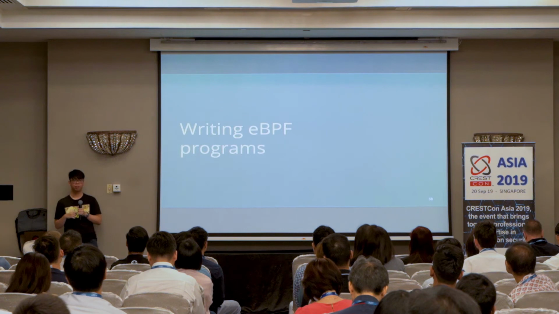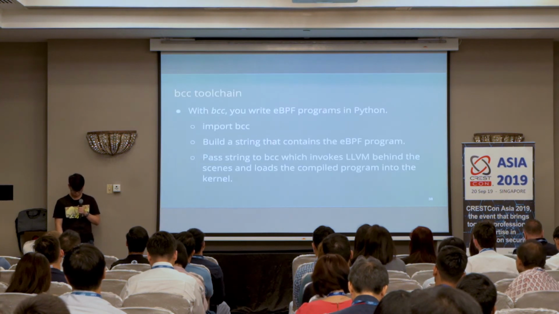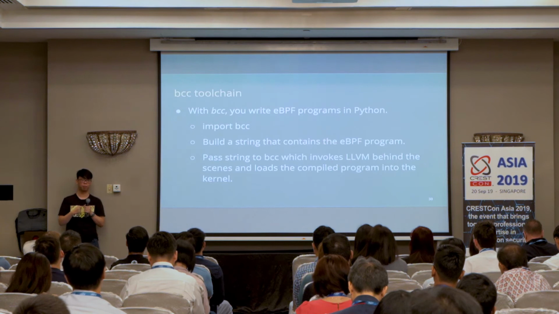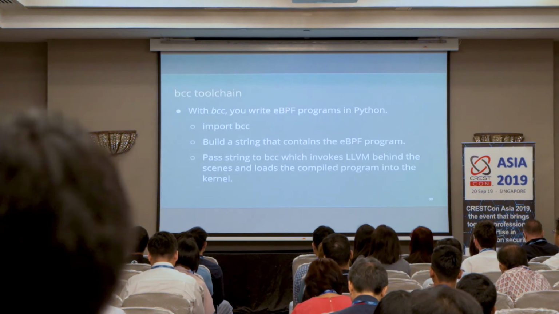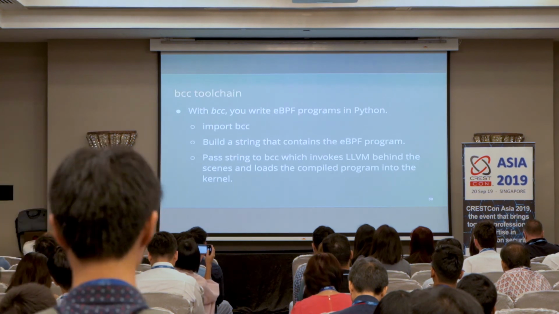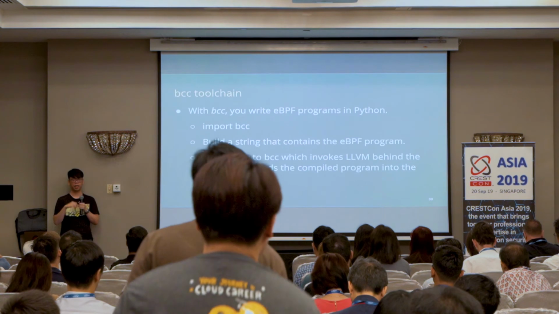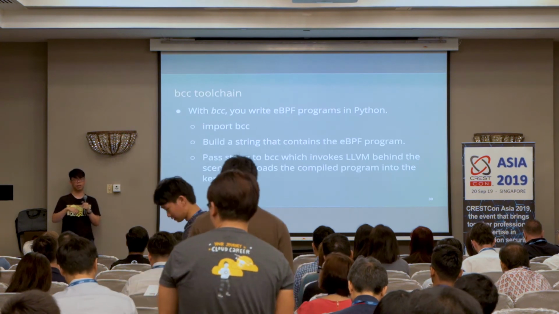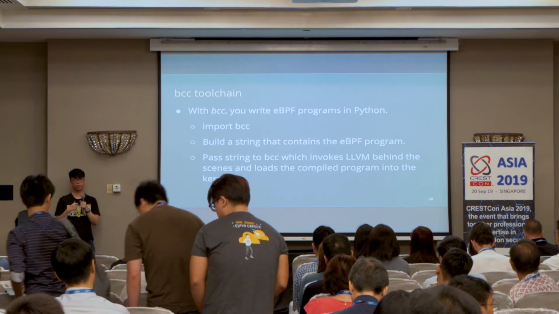So how do we actually write an eBPF program? If we have custom logic that we want to implement, we need to write our own programs. The way that you write an eBPF program with BCC is that you write it in Python. You import the BCC module, you build up a string containing the eBPF program, and you pass it into the module. The BCC module invokes LLVM behind the scenes, compiles the program into bytecode, and loads the bytecode into the kernel.